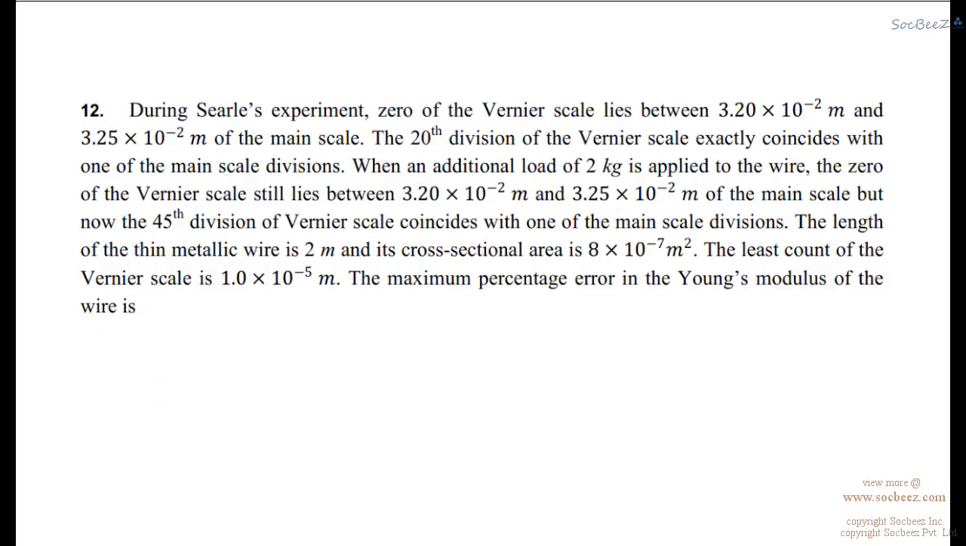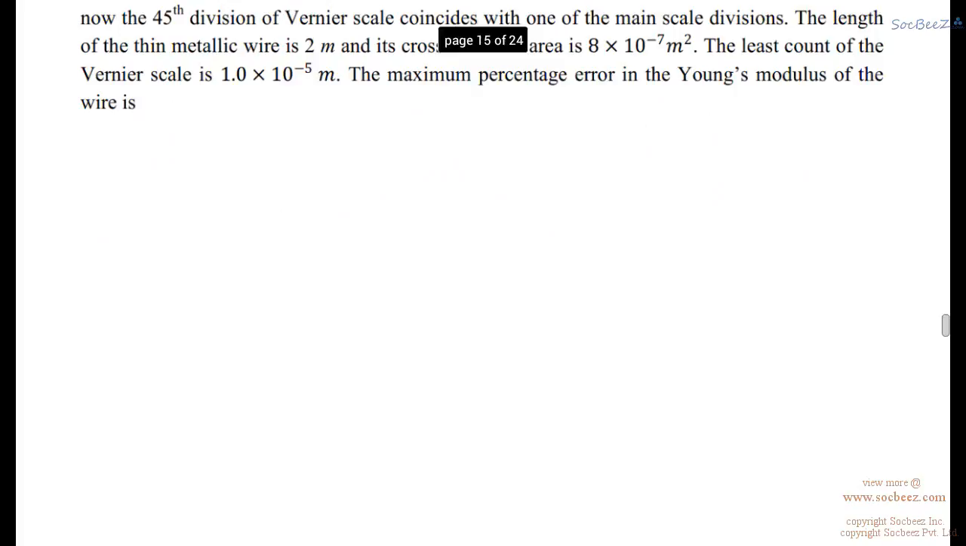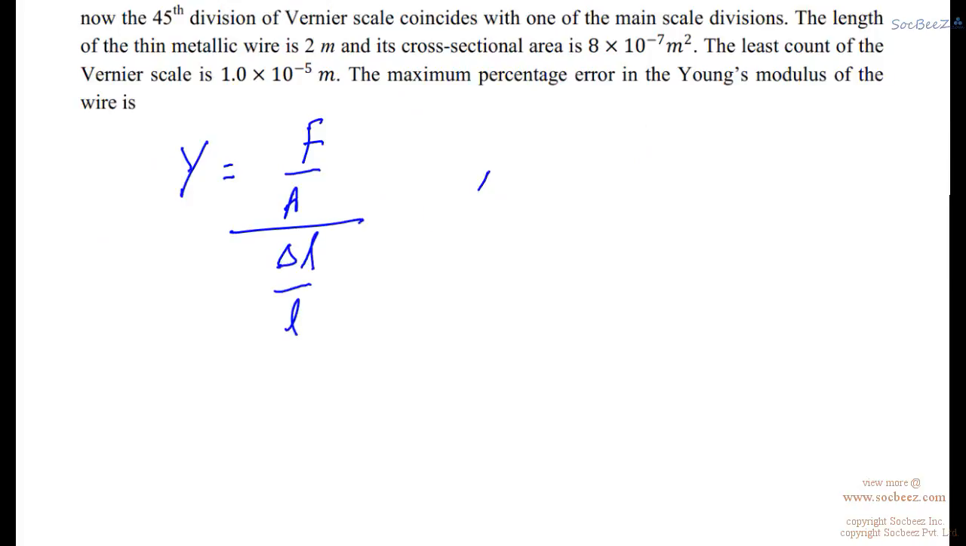But now the 45th division of vernier scale coincides with one of the main scale divisions. The length of the thin metallic wire is 2 meter and its cross-sectional area is 8 into 10 raised to the power minus 7 meter squared. The least count of the vernier scale is 1 into 10 raised to the power minus 5 meter. The maximum percentage error in the Young's modulus of the wire is, we know that Young's modulus Y equals F upon A upon delta L upon L.